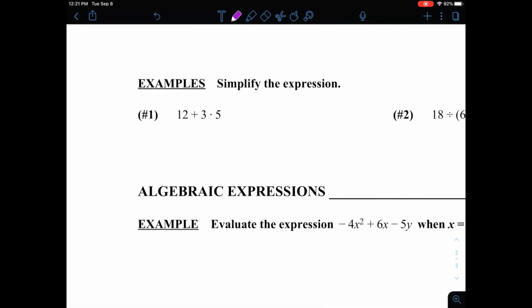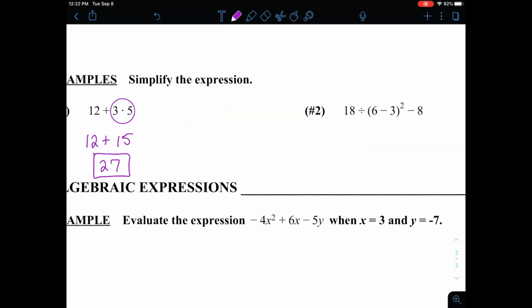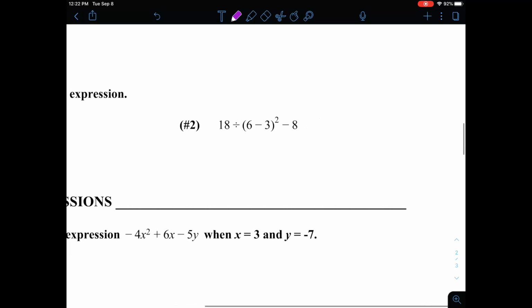Okay. So, do we have any parentheses for number 1? No. Any exponents? No. Any multiplication or division? Yep, I see this dot, which means multiplication, so we're going to circle this. Okay, so we're going to keep the 12, bring it down, show your work. What's 3 times 5 going to be? That is 15. And then we only have one last step, which is going to be 12 plus 15, which is what? 27. All right. That one was a little bit easier.